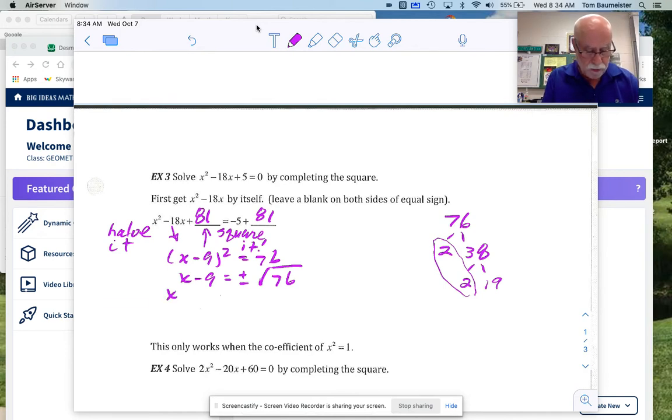So I can now write this as x minus 9 is equal to plus or minus 2 times the square root of 19. And then again, to get x by itself, I'm going to take the minus 9, move it over. That'll be x equals 9 plus or minus 2 times the square root of 19.